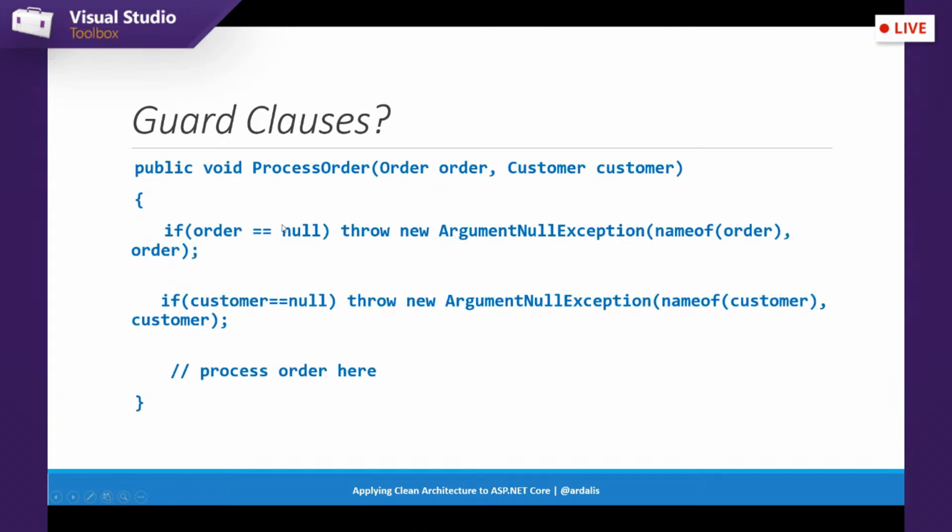A guard clause would say, check if it's null, and if it is, blow up, and check if that's null, and if it is, blow up. And so those are examples of the guard clause pattern.